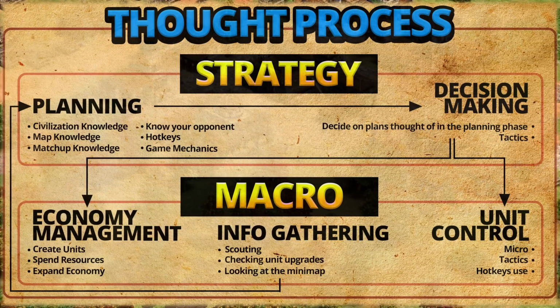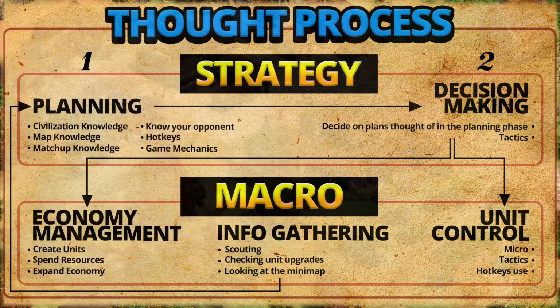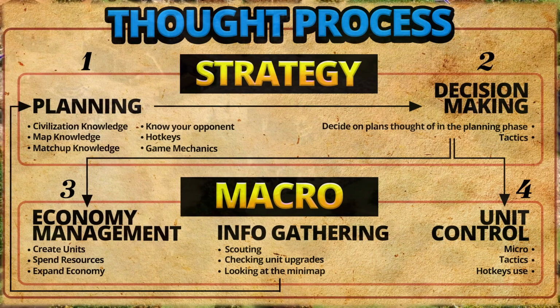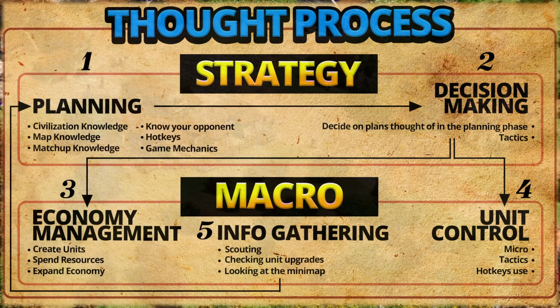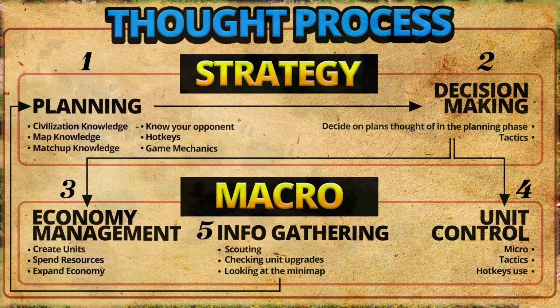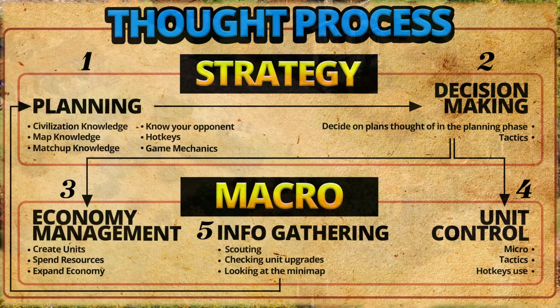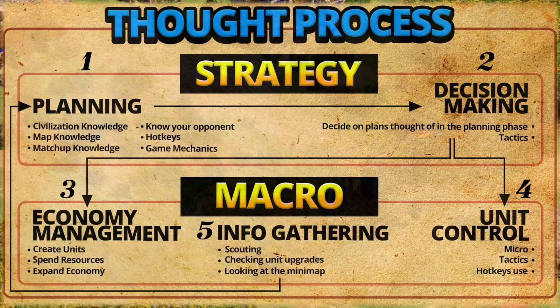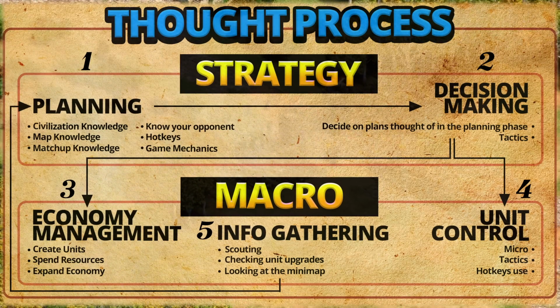The entire process that we want to understand is strategy planning, decision making, economy management, unit control, and information gathering. You might already recognize some of these terms as strategy, macro, and micro, but the exact definitions might be a bit clouded. I'm here to offer better definitions for these terms, as well as to add some new terms to more accurately describe things related to how you play the game.